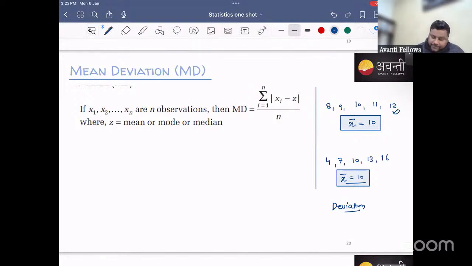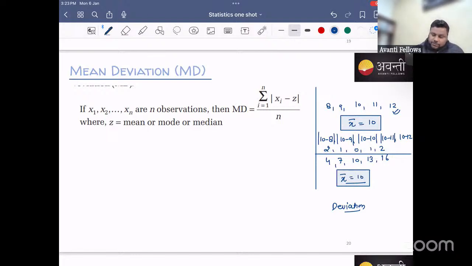So what do we do? We subtract all these. See, 10 minus 8, 10 minus 9, 10 minus 10, 10 minus 11, and 10 minus 12. Now take the mod of all of them. So what do you get? 2, 1, 0, 1, 2. Now the mean of these 5 quantities will be the mean deviation. That is simply the mean of deviations.